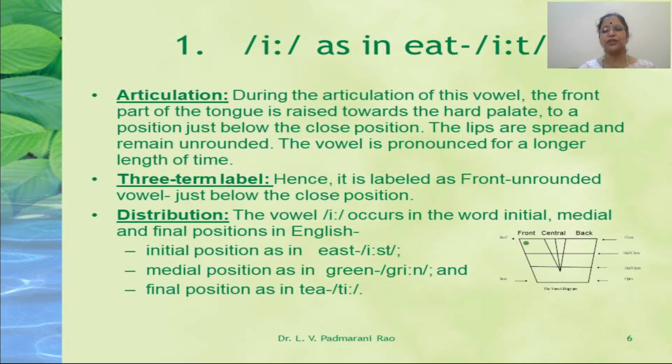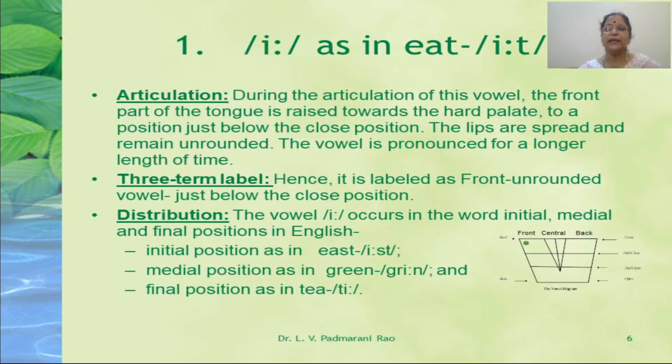If you look at the extreme right-hand corner, we have the vowel diagram representing the sound E. We could see that the front part of the tongue is raised to the maximum just below the close position. The lips are unrounded, rather spread widely, and hence the three-term label for the description of E as in eat is a front, unrounded vowel just below the close position. An alternative description could be that it is a front, unrounded vowel between close and half close.